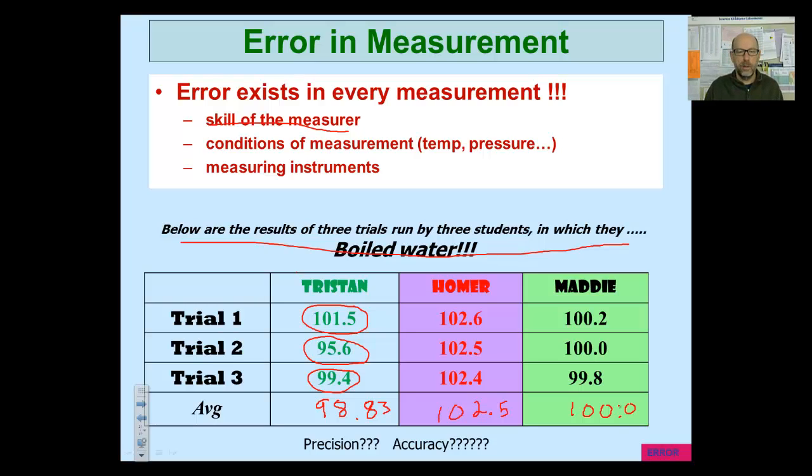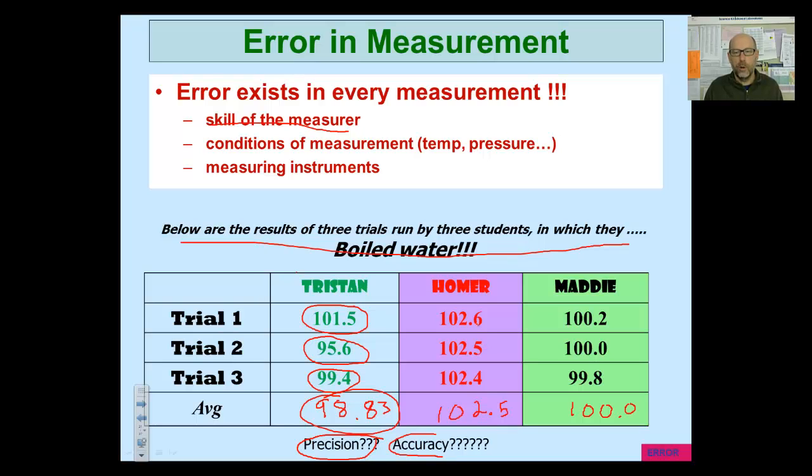Well, you know what I'm going to ask you. Which one had better precision? Which one had better accuracy? Which one maybe had both? Which one had neither? Well, let's look at Tristan's number. 98.83, a little bit on the low side. And boy, they varied a lot. 95.6 all the way up to 101.5. Tristan did not do a particularly good job with his precision, because they're so spread out. His precision was not so good.